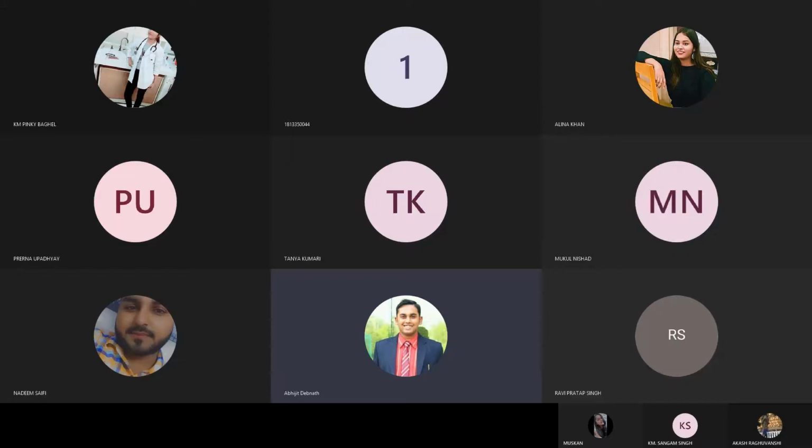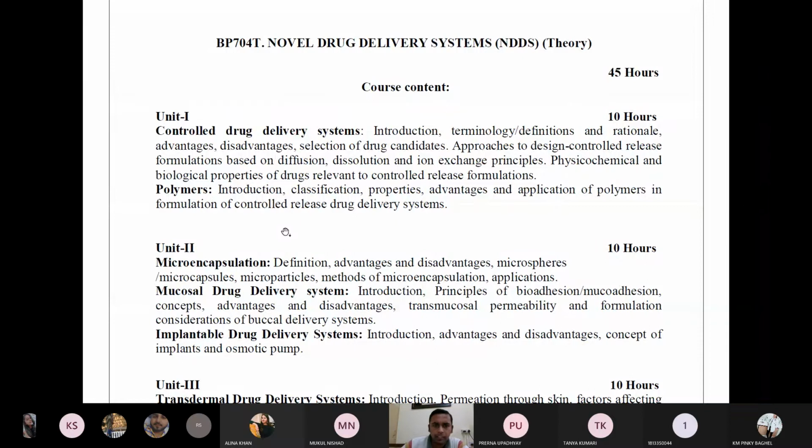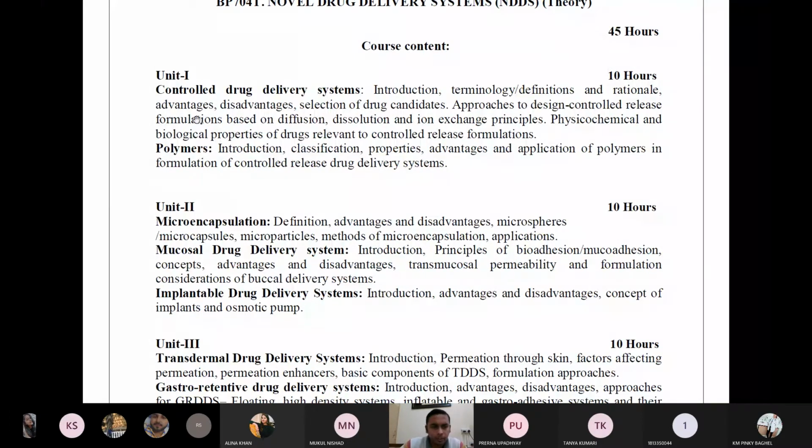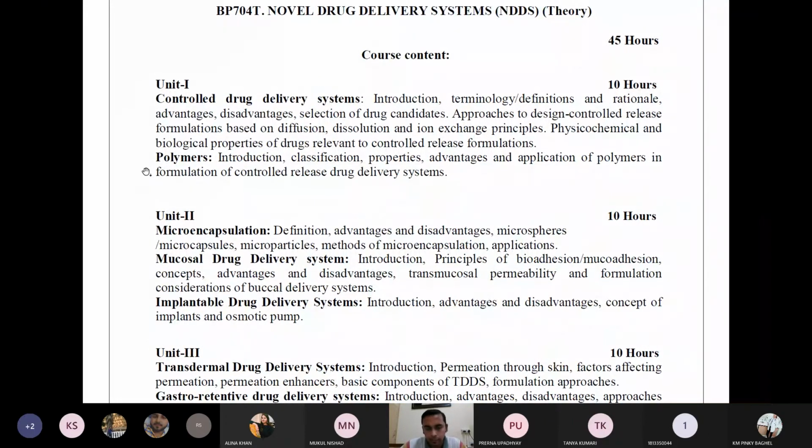So this is your syllabus of NDDS, that is Novel Drug Delivery Systems. In Unit 1, you are going to learn about the controlled drug delivery system, basically controlled release. To make some formulation controlled in its release, you need some polymer. By using polymer, you are making a formulation where you can control the rate of release, the duration of action, everything. So you need polymer, and that's why we shall learn separately about the polymer.